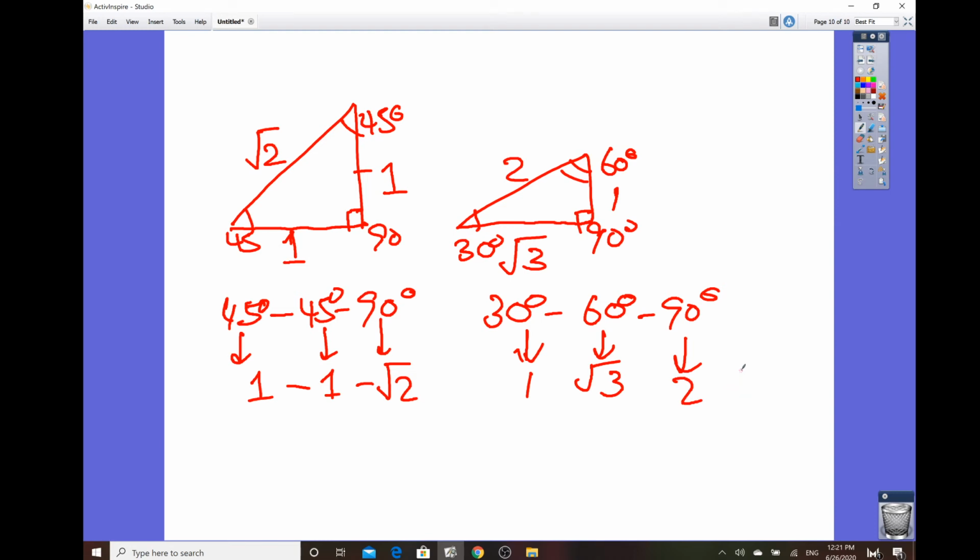Okay, so gotta be careful with the ratios. Those are the ratios you guys need to recognize, because now we need to apply them all the time. So once we deal with the special right triangle here.